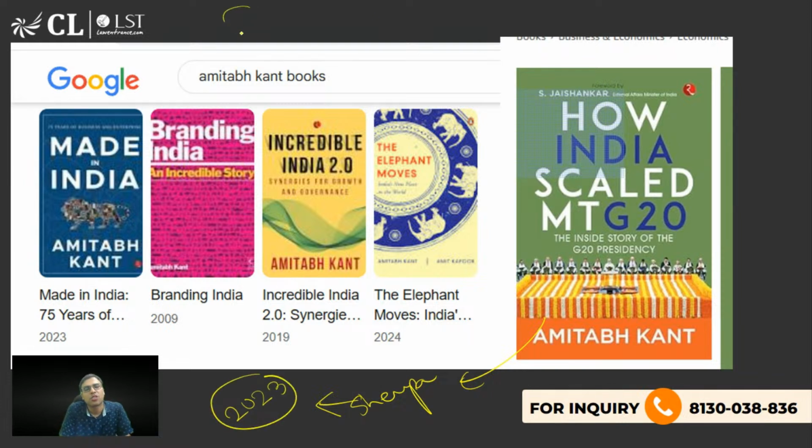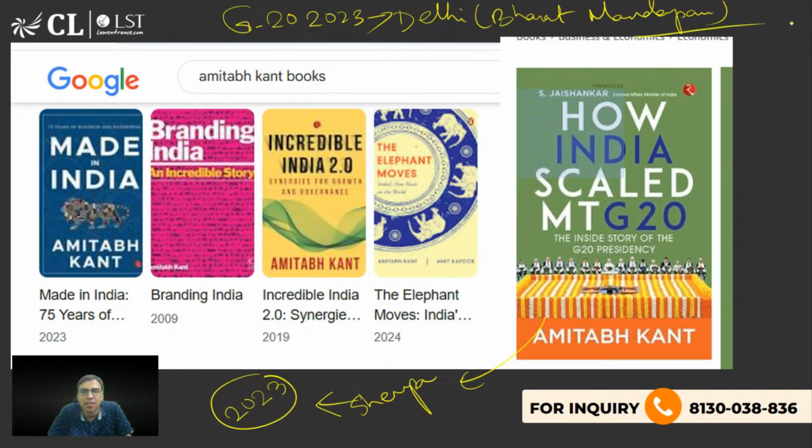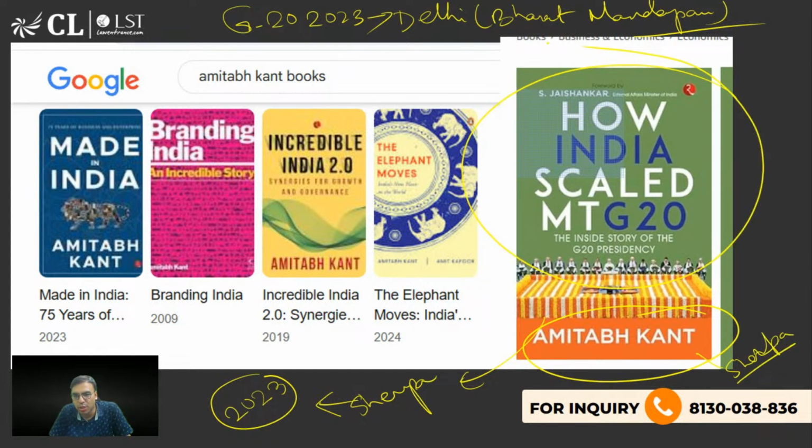I hope you are aware. So the G20 summit of 2023 was organized in Delhi in Bharat Mandapam. And what was the theme or what was the motto of that? The G20 summit that happened in India, what was the motto of that? So Amitabh Kant was the Sherpa of that G20. That is a term used, Sherpa. It's a word used in Nepal. So How India Scaled Mount G20 is a book written by him.